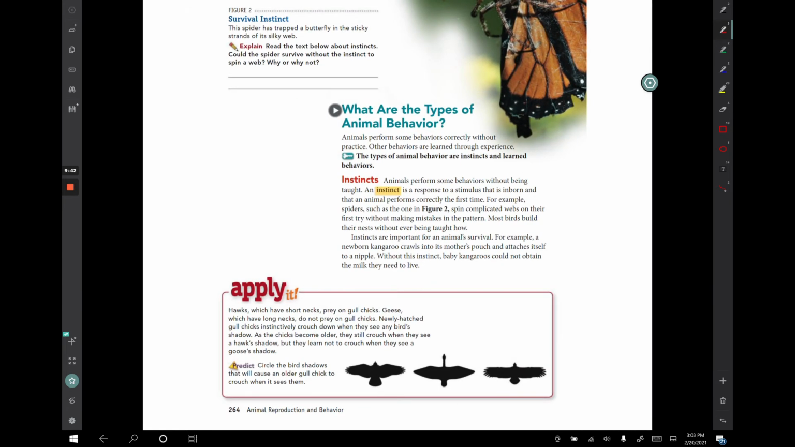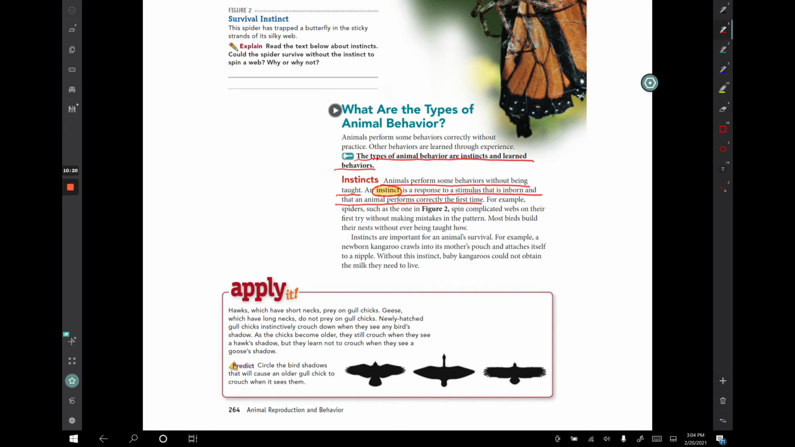So we are going to look now at two categories of behavior. And the first is instinct. So a type of animal behavior, the two types of animal behaviors are instinct and learned. Instinct, and I'm sure you've heard this term before, is a behavior that an animal performs without ever being taught how to do it. So an instinct is a response to a stimulus that is inborn. The animal is going to do it correctly the very first time.